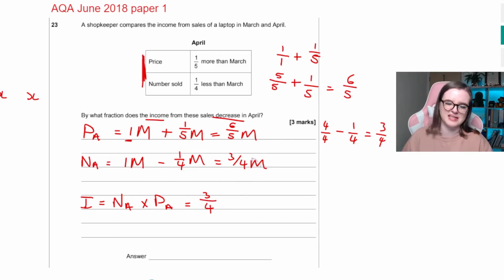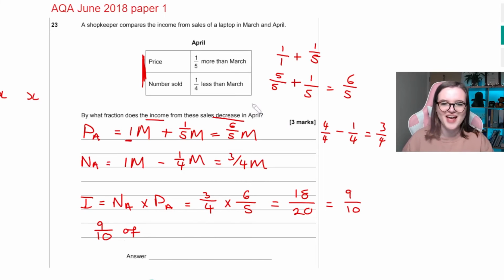3/4 of m, but m is going to be the same. It's just of m essentially, multiplied by this 6/5, which is then going to be 3 times 6, which is 18 over 20. Simplify that, divide it by 2, 9 over 10. So then we have got 9/10 essentially of what it was. Does that make sense? So April is then 9/10 of m, which is what we've worked out here. So then it must have decreased by 1/10, because it's 9/10 of what it was.